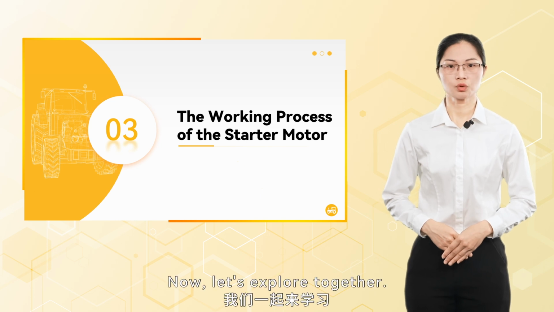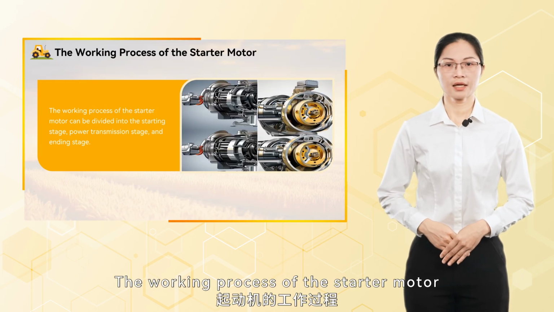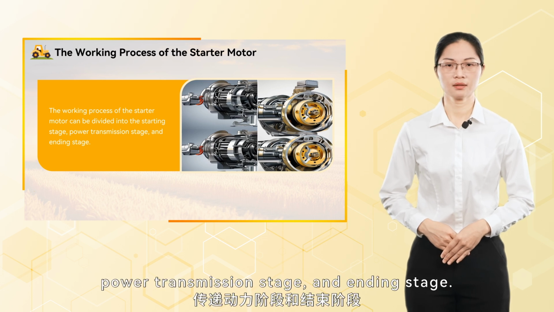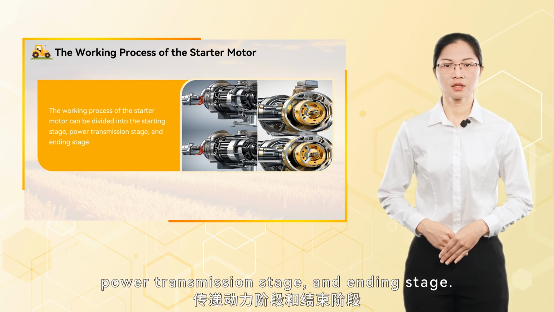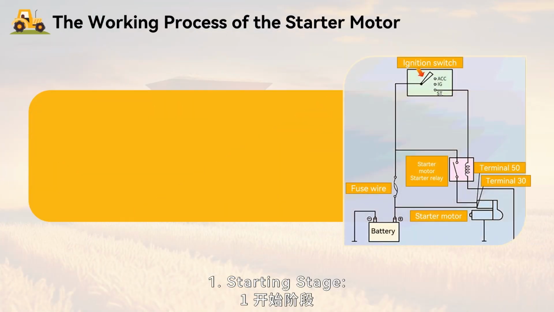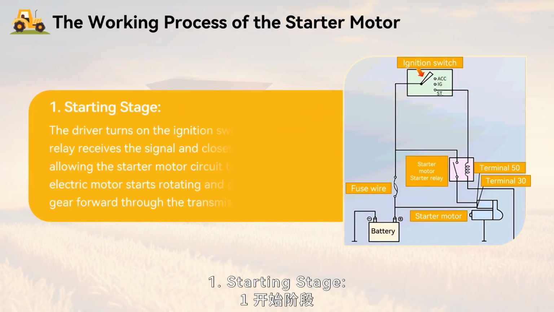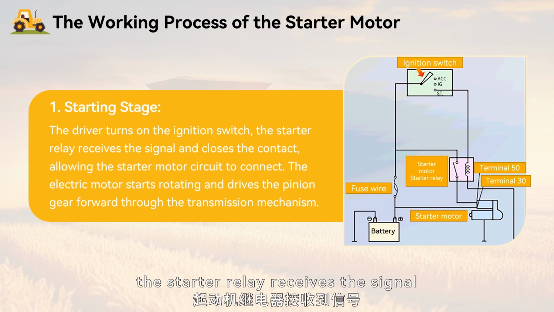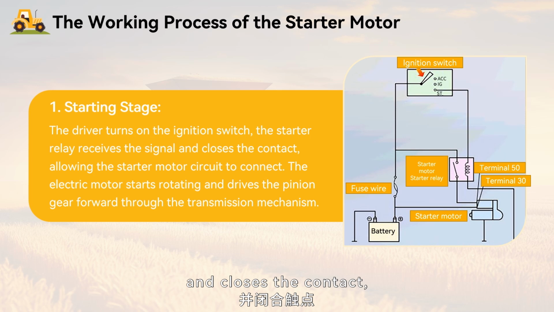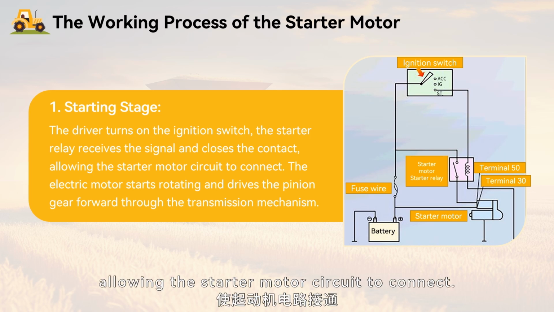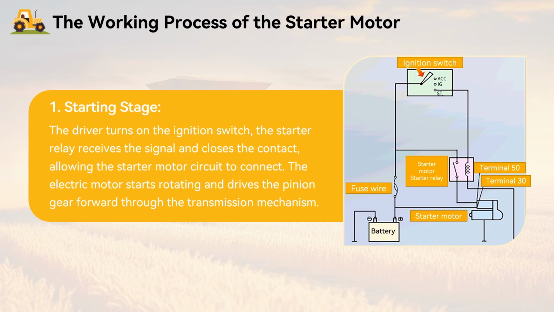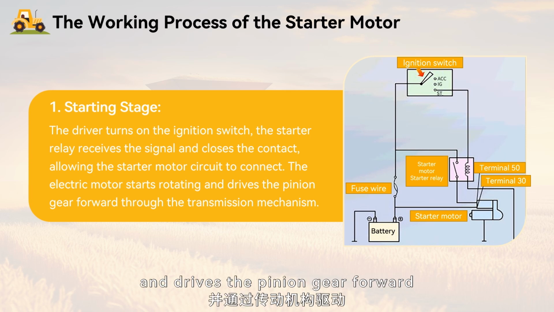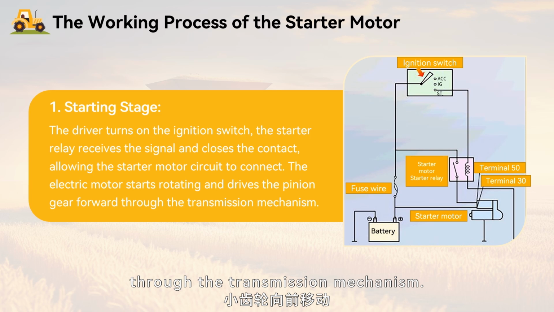Now, let's explore together. The working process of the starter motor can be divided into the starting stage, power transmission stage, and ending stage. 1. Starting stage. The driver turns on the ignition switch. The starter relay receives the signal and closes the contact, allowing the starter motor circuit to connect. The electric motor starts rotating and drives the pinion gear forward through the transmission mechanism.